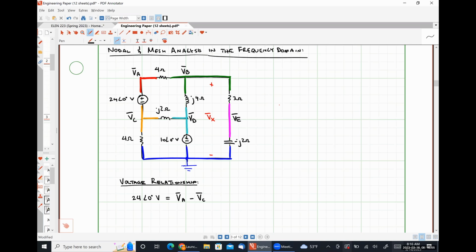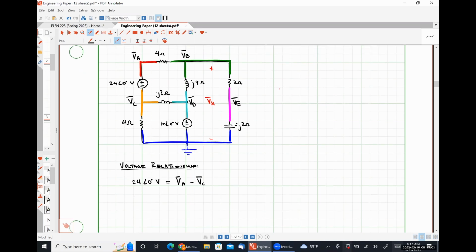minus VC. Okay. We can do something very similar here for our 10 angle 0 volt source, right? So 10 angle 0 degrees volts. What's my nodal voltage at the positive polarity terminal of this source? VD. And what's my nodal voltage at the negative polarity terminal? Ground, so 0. So I'm just going to say that 10 angle 0 degrees is equal to VD. So that's how I write my voltage relationship equations. Okay.